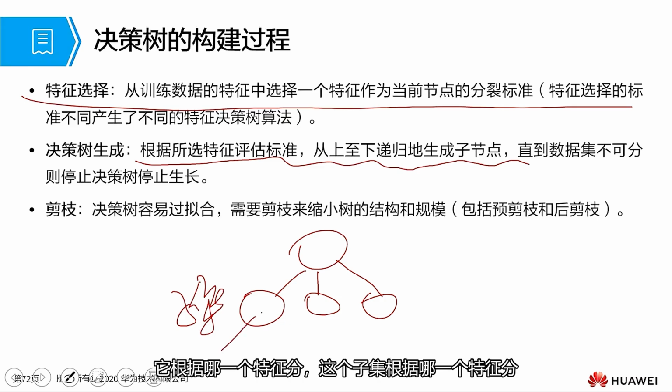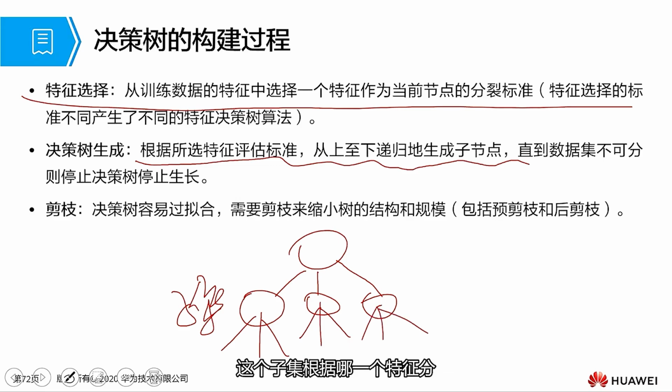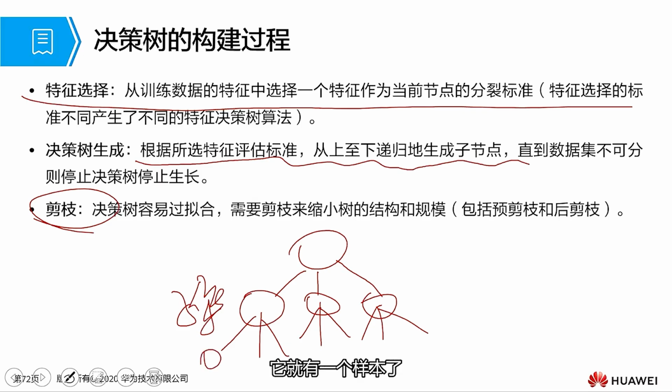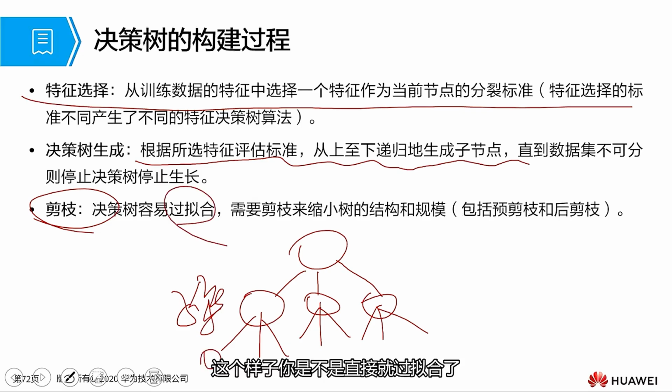Using the remaining data set, that is, the subset, I go back and see based on which feature this subset is divided. Of course, it could all be binary. It could also be multi-branch. Building step by step like this, the construction of the entire decision tree is completed. There will be a pruning process in the middle because you may have divided it too finely.